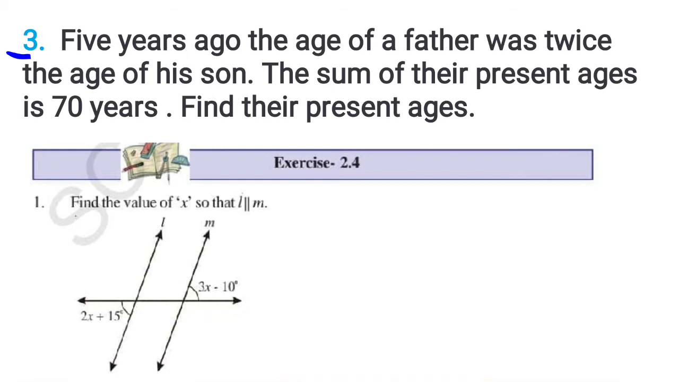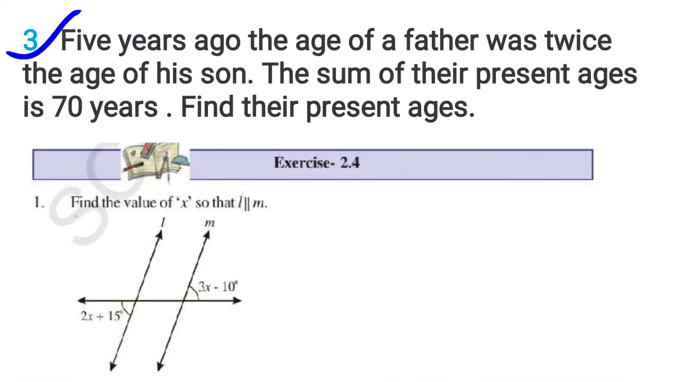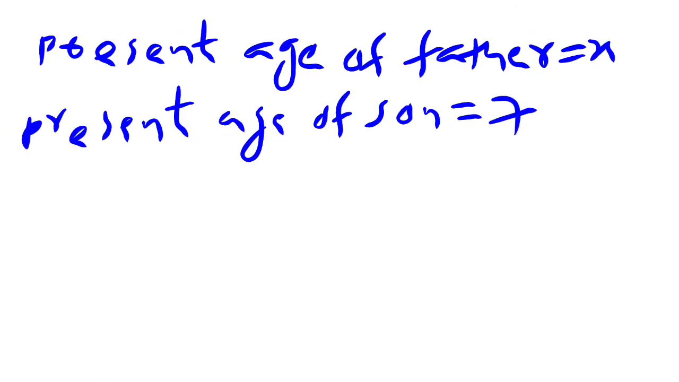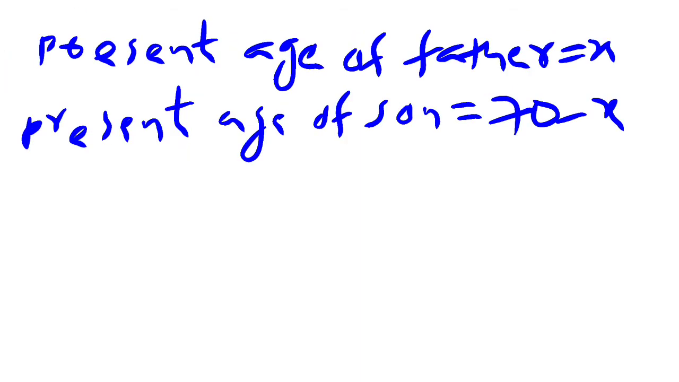Next, third question. 5 years ago the age of father was twice the age of his son. The sum of their present ages is 70 years. Find their present ages. So here I am selecting the present age of father as x years. Then the present age of son will become 70 minus x. Why? Because the sum of their present ages is 70 years. So if father's age is x, then the son's age will become 70 minus x.